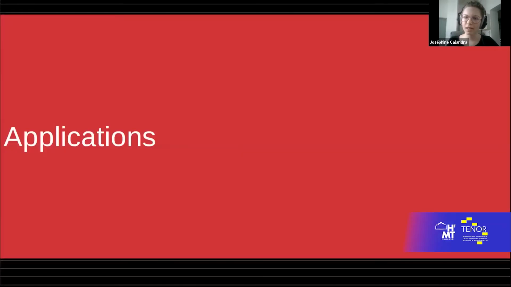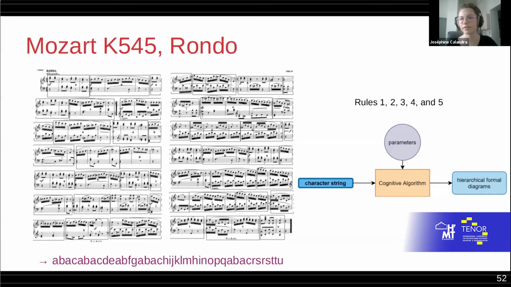So we applied the algorithm to two musical examples. The first example is the Wolfgang Amadeus Mozart Rondo extracted from the piano sonata number 16 in C major. We started with a pre-analysis by Jean-Marc Chouvel of this rondo on a score at the level of grouping of notes in order to obtain a character string, which is this string. Then we provided the string to the system and we selected a set of segmentation rules, which are here the 5 rules.